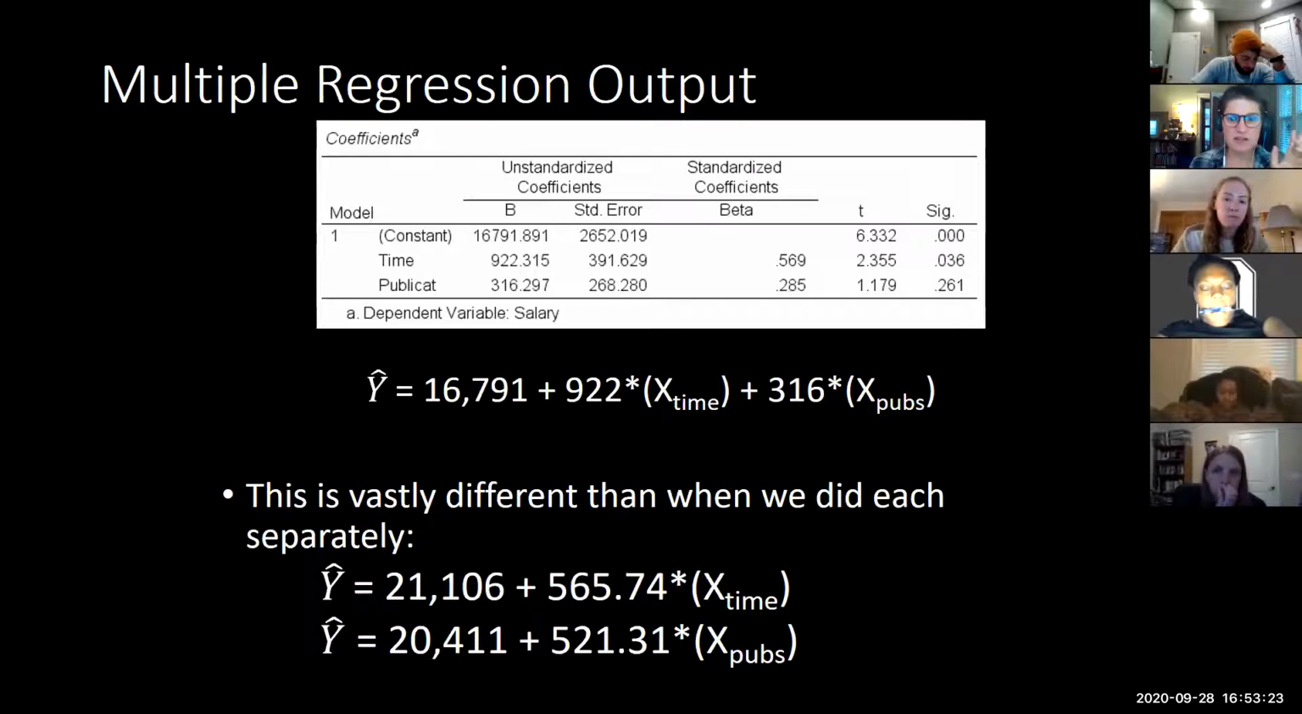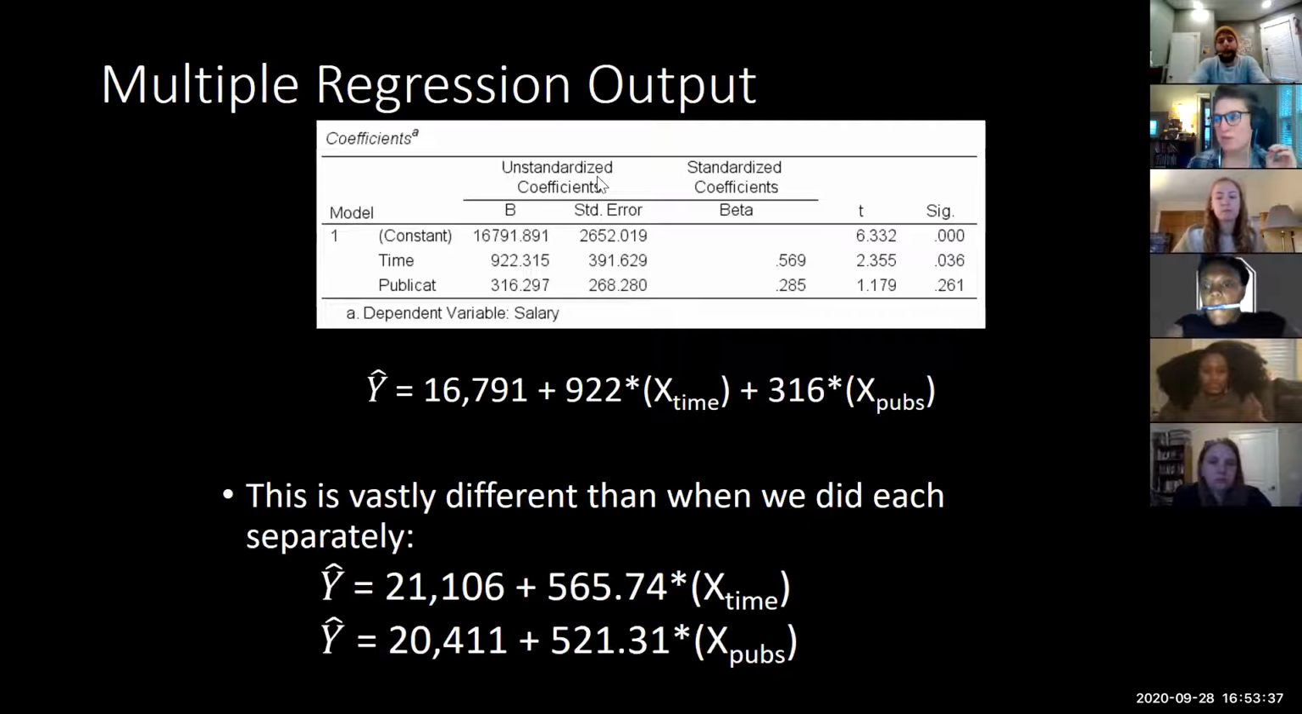So what's something, take your chat box here and use it to type in something you think might be related to salary that's not in this model. Why might some people have higher salary than others that we don't have here? It's not time.